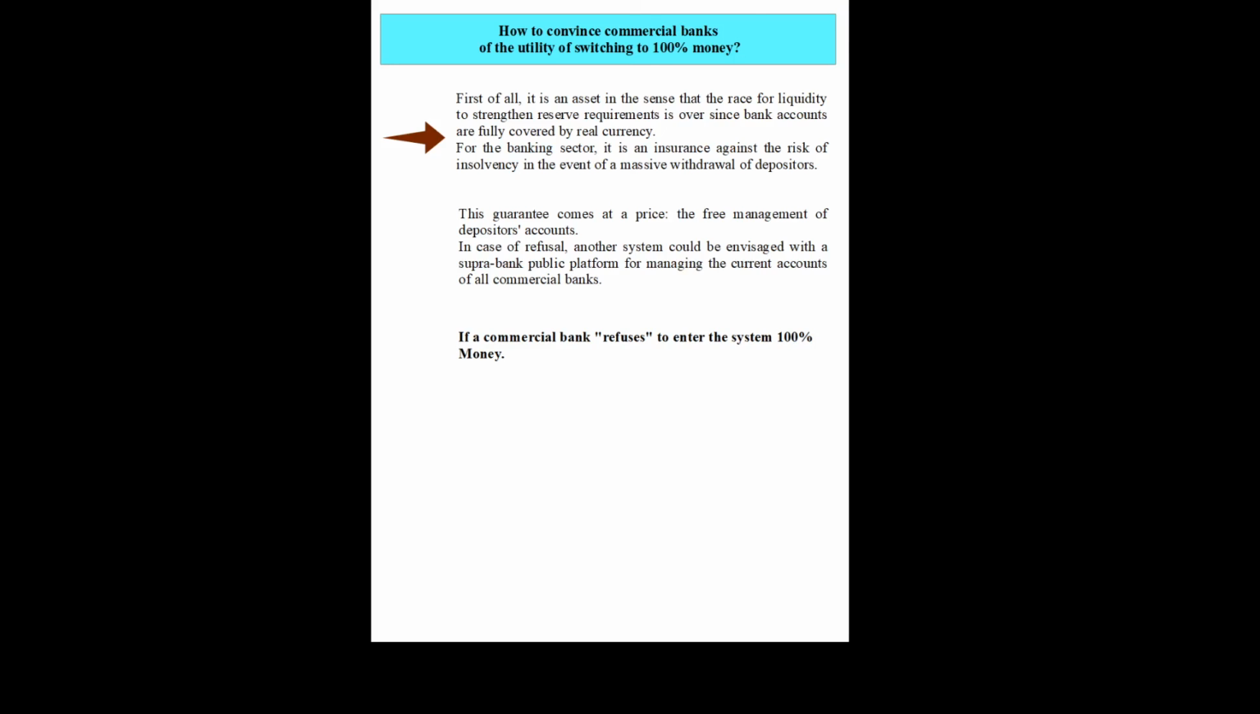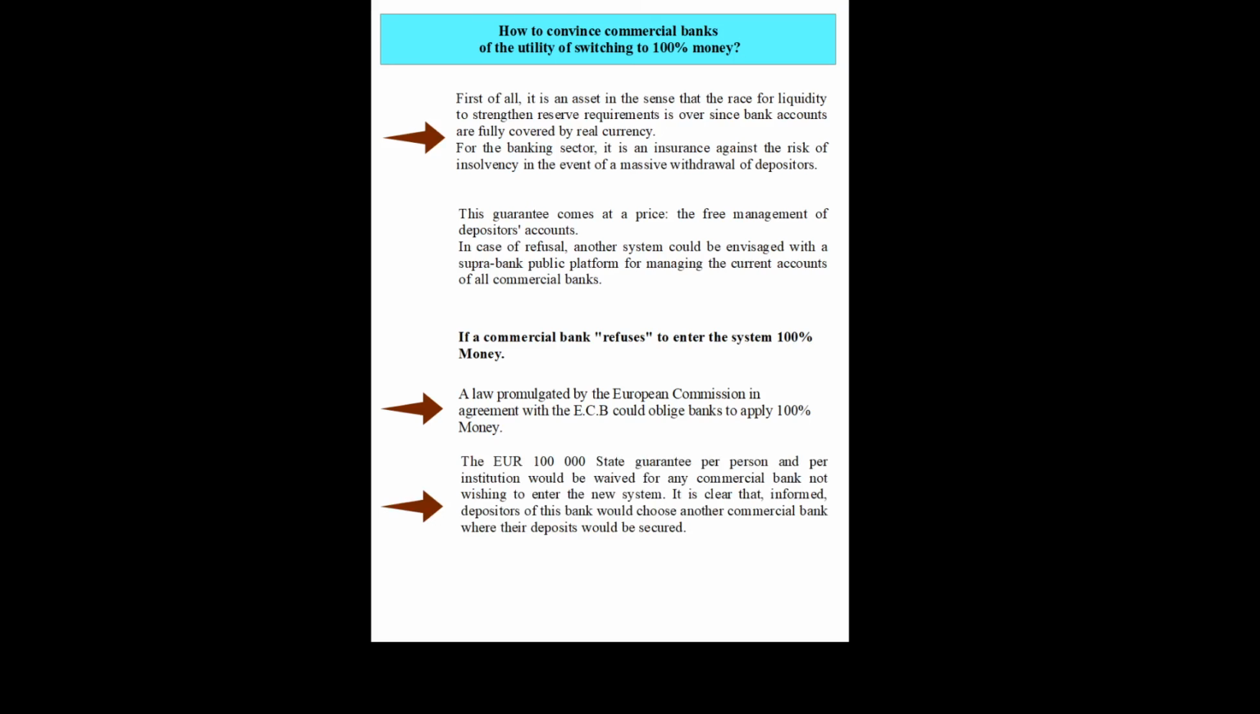What would happen if a commercial bank refused to enter the 100% money system? In other words, how would it be possible to encourage this bank to join the system? A law promulgated by the European Commission in agreement with the ECB could oblige the bank to apply 100% money. The guarantee of 100,000 euros from the state per person and per banking institution would be taken away from any commercial bank that does not want to enter the new system. It is clear that, informed, the customers of this bank would surely choose another commercial bank, where their deposits would be fully covered.